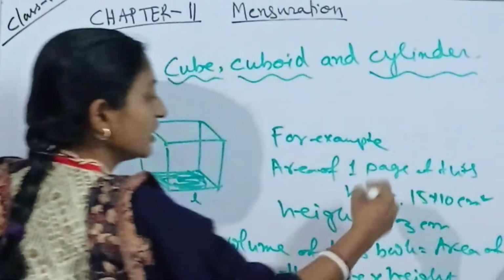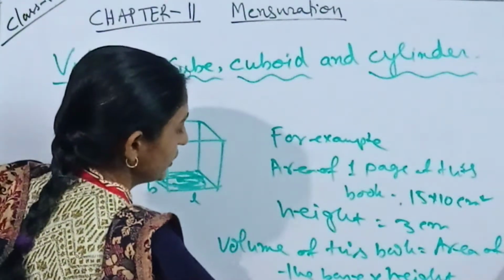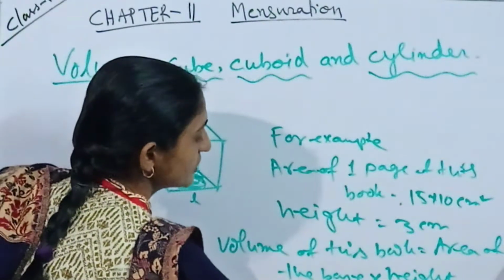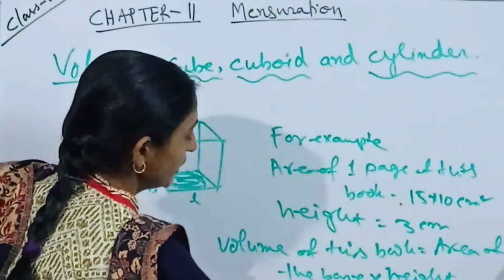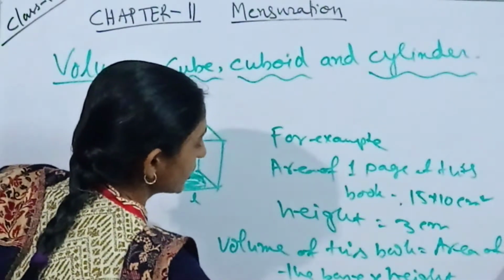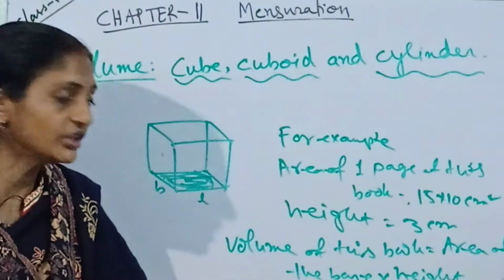Yes, and what numbers have we got? For the area of the base, what have we taken? That was 15 into 10 centimeter square, into height 3 centimeter. So what are we getting? It is 150 into 3, that means 450 centimeter cube. Okay, so what are the things we have come to know in this case?